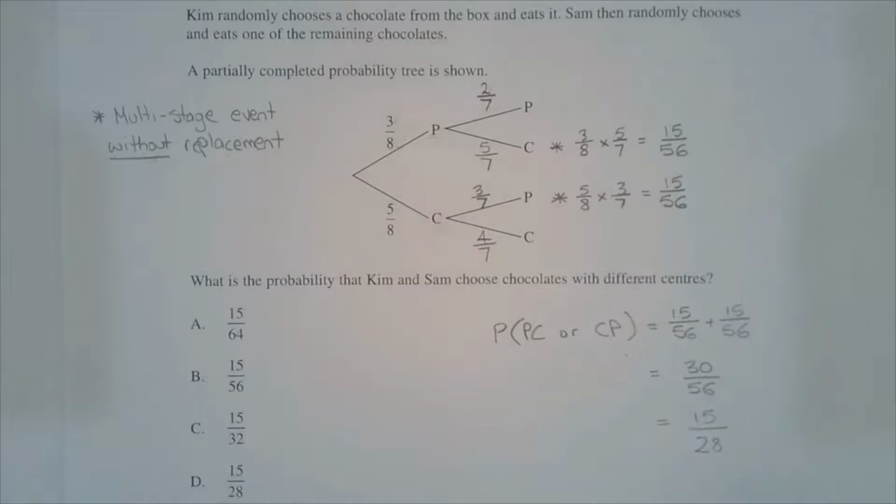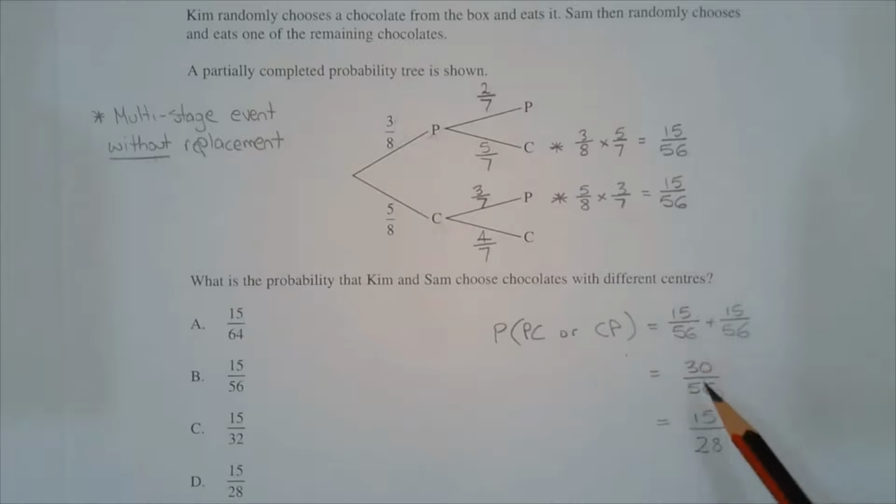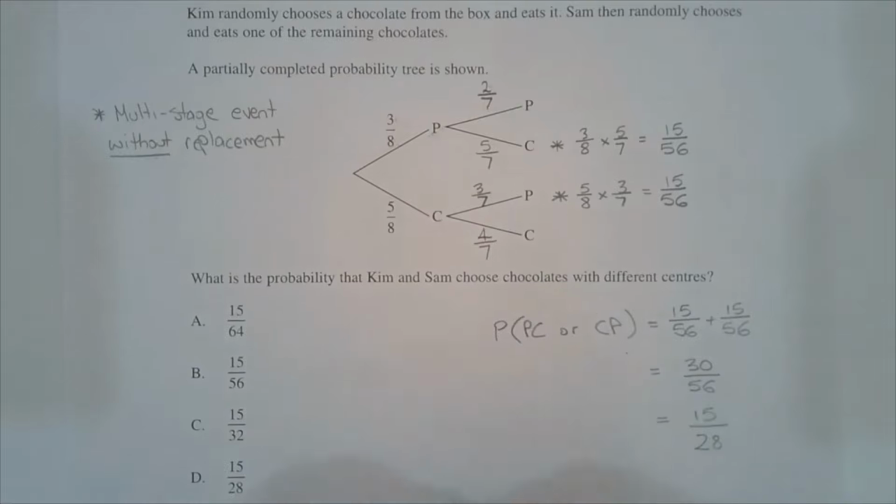So the probability that the 2 chocolates chosen were of different centers is equal to the sum of these 2 probabilities. So that's equal to 15 out of 56 plus 15 out of 56, which equals 30 out of 56, and that simplifies to 15 out of 28. So therefore the answer is option D.